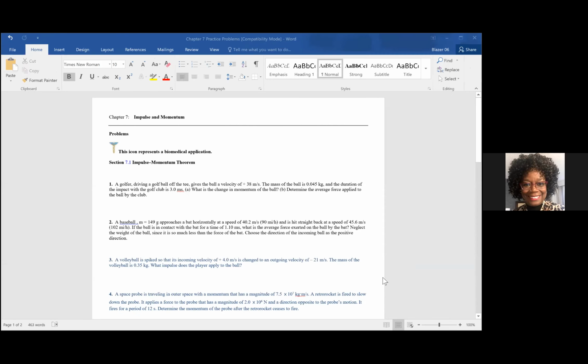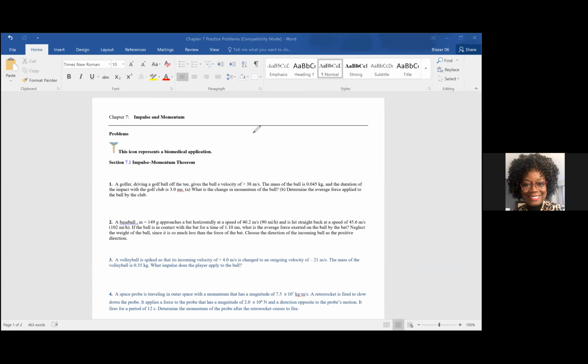We're going to do chapter 7 practice problems. I think I'll just use this board as opposed to putting it on a whiteboard. Okay, so in chapter 7, we had basically just 3 equations.